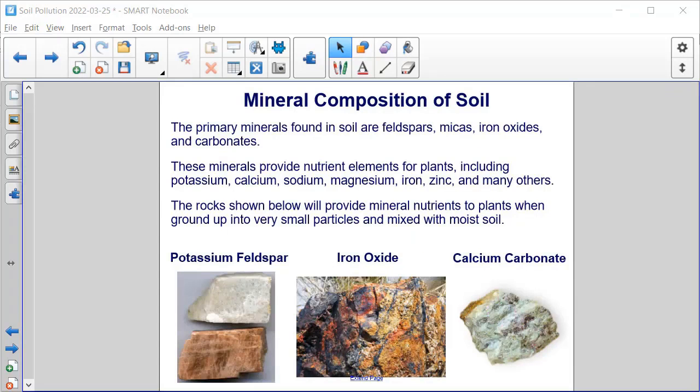Let's discuss now the mineral composition of soil. The primary minerals found in soil are feldspars, micas, iron oxides, and carbonates. So in the images, we can see the rocks of potassium feldspar, iron oxide, and a calcium carbonate. These minerals provide nutrient-dense elements for plants, including potassium, calcium, sodium, magnesium, iron, zinc, and many others. The rocks shown below will provide mineral nutrients to plants when ground up into very small particles and mixed with moist soil.